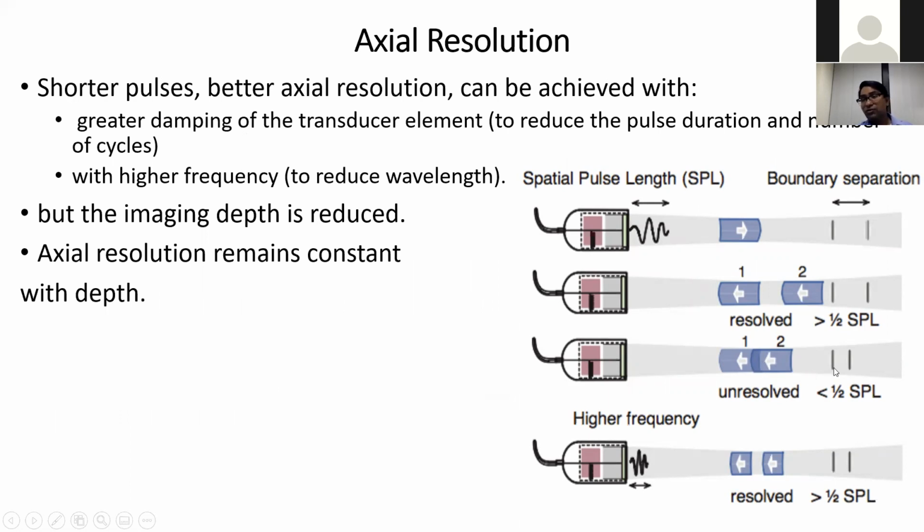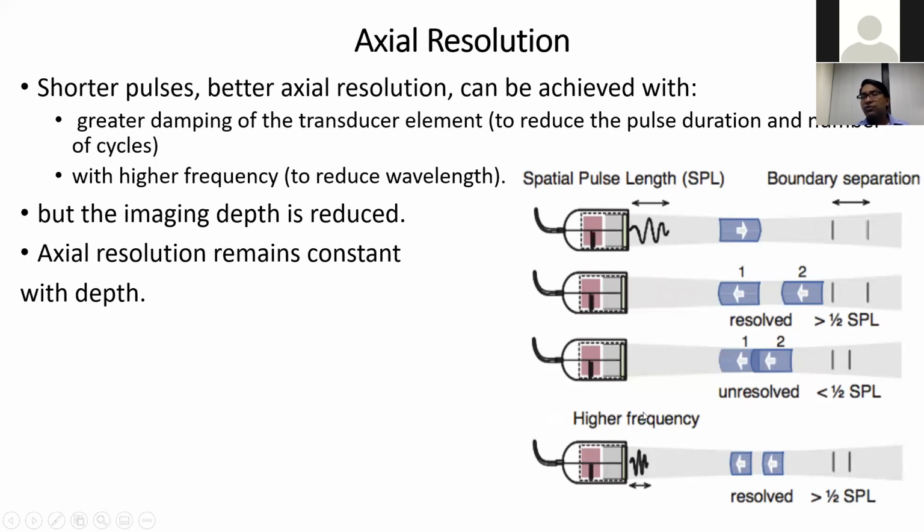And that's basically how we define axial resolution. One way of resolving these two reflectors is that we can reduce the spatial pulse length. To reduce the spatial pulse length, you can reduce the wavelength, which means that you can go to a higher frequency. If you go to a higher frequency, the same two reflectors can be resolved now. Or the other option is that when you transmit, you don't transmit two cycles. You reduce it to one cycle or half a cycle.